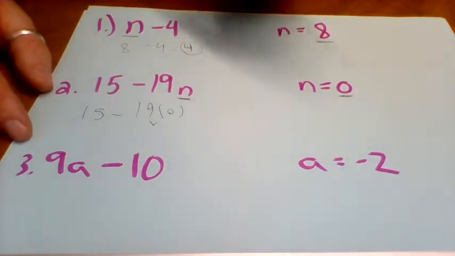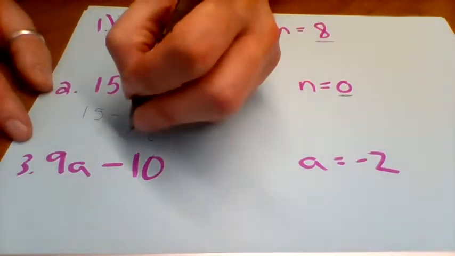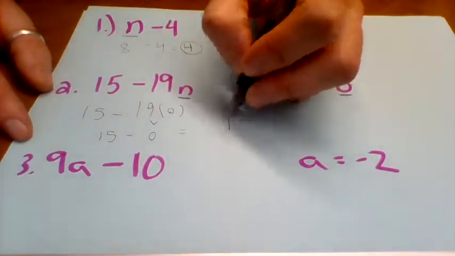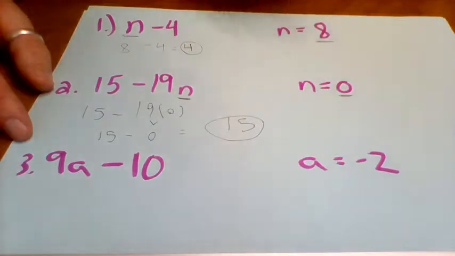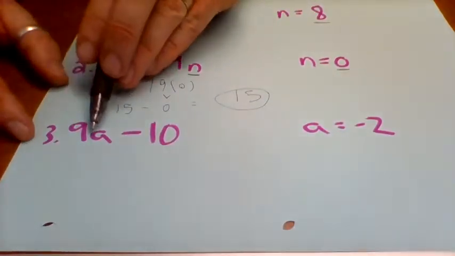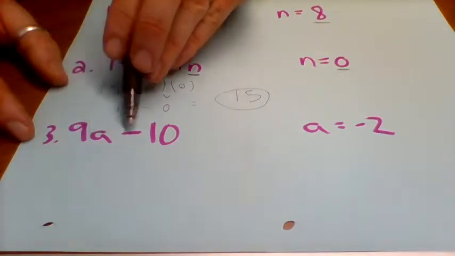I always do my multiplying first. 19 times 0 is 0. And then I have 15. I bring down 15 minus 0. Well, that's just 15. There's my answer. That easy. Number 3, it says 9a, or 9 times a, minus 10.